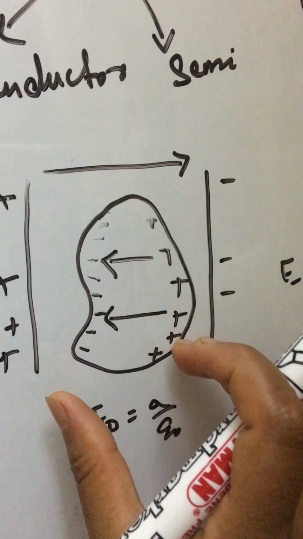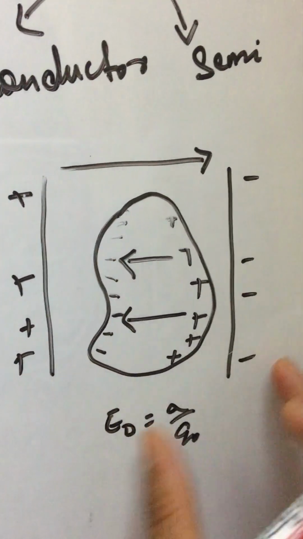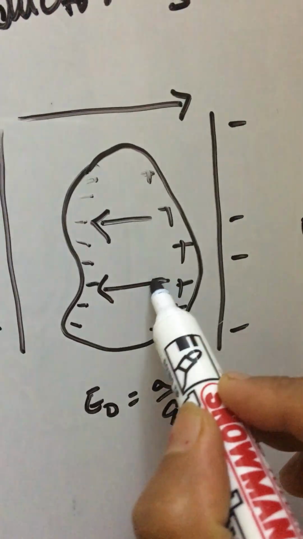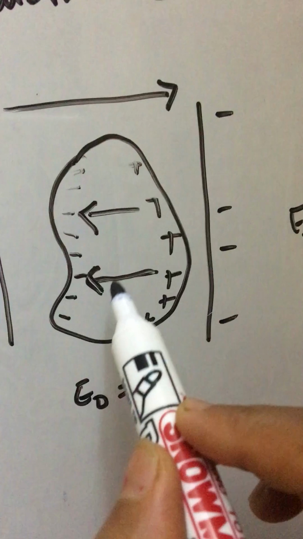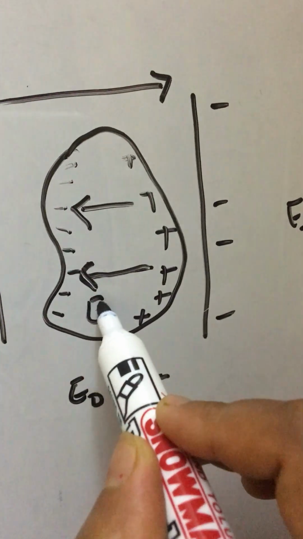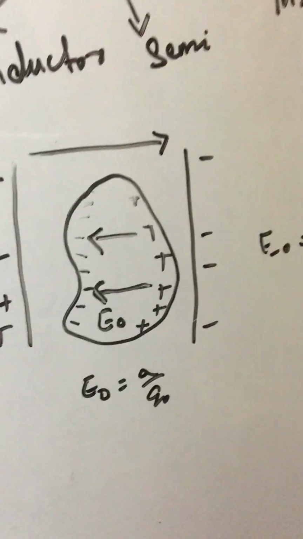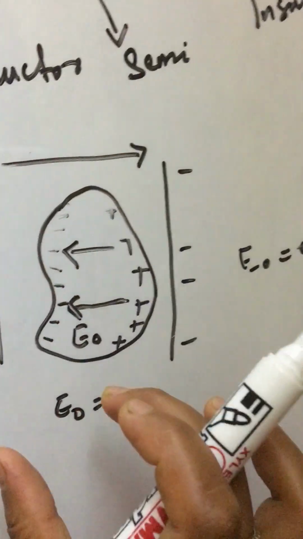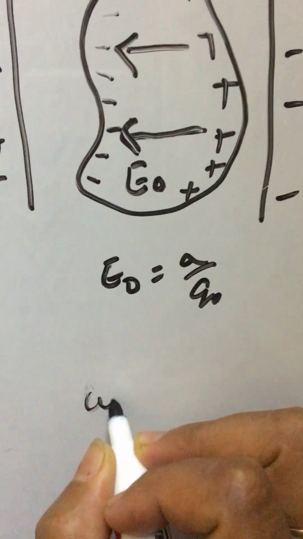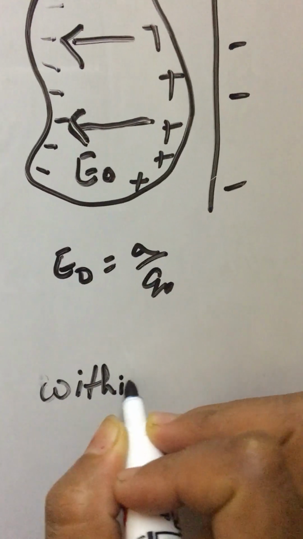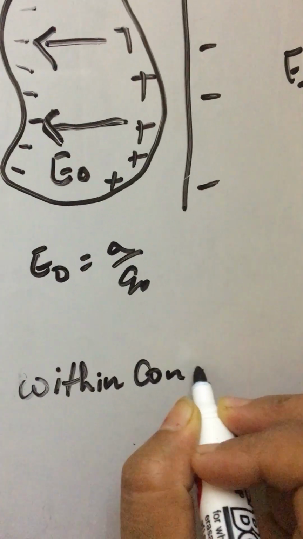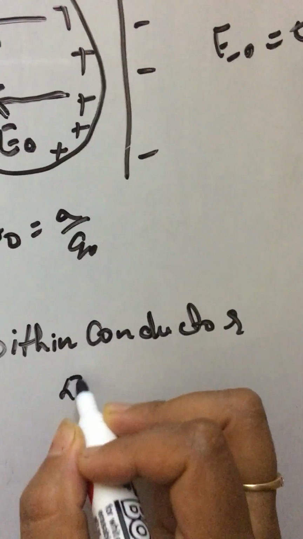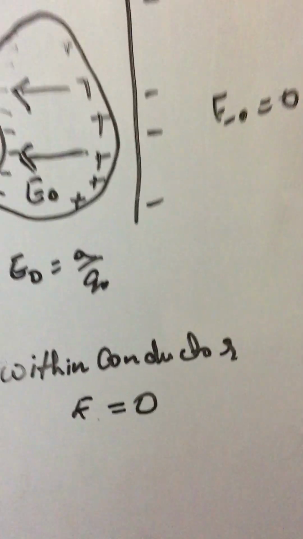The electrons are so free and so many in a conductor that this opposite electric field will be exactly equal to the external one. It happens in a conductor. That means within the conductor, how much is the electric field? Electric field is 0. Why?